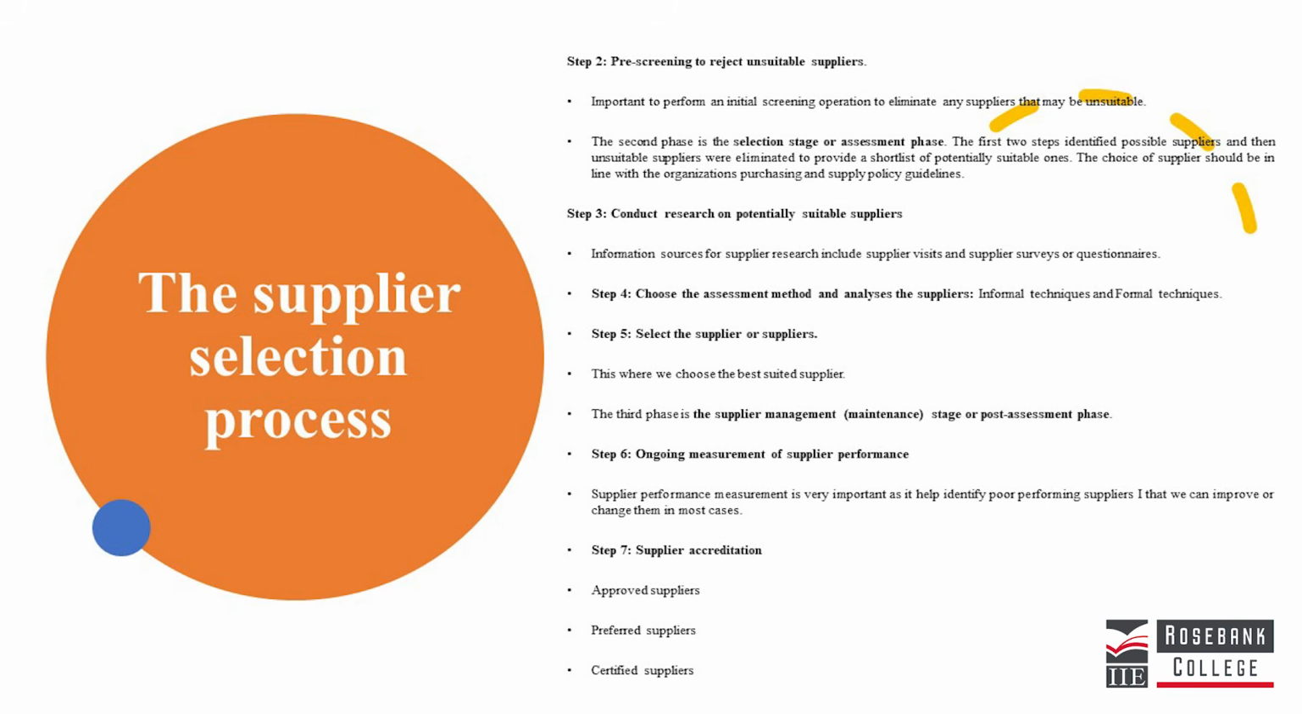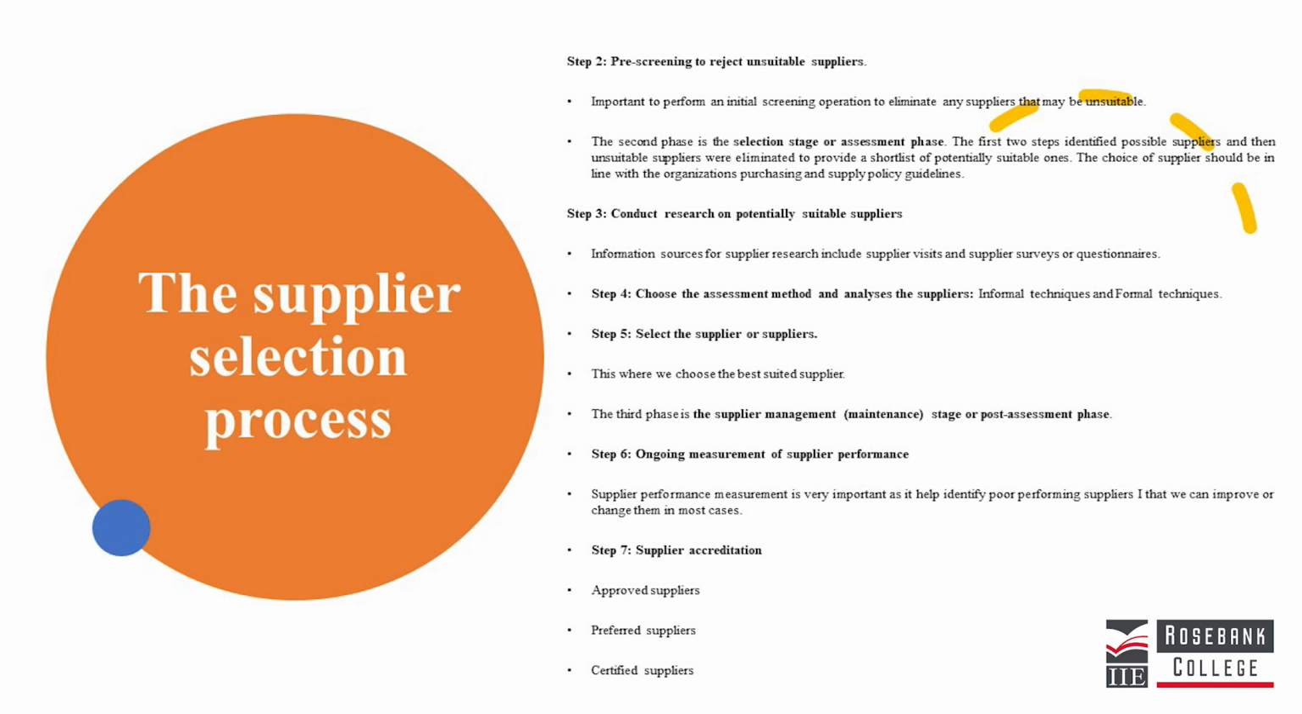The first 2 steps identify possible suppliers, and then unsuitable suppliers are eliminated to provide a short list of potentially suitable ones. The choice of the suppliers should be in line with the organization's purchasing and supply policy guidelines. Step number 3, conduct research on potential suitable suppliers. Information sources for supplier research include supplier visits and supplier surveys or questionnaires.